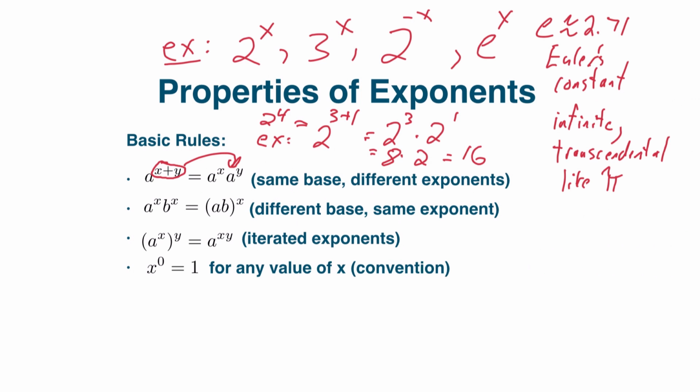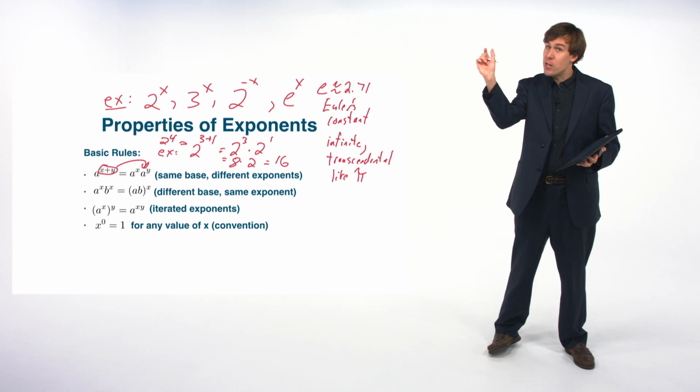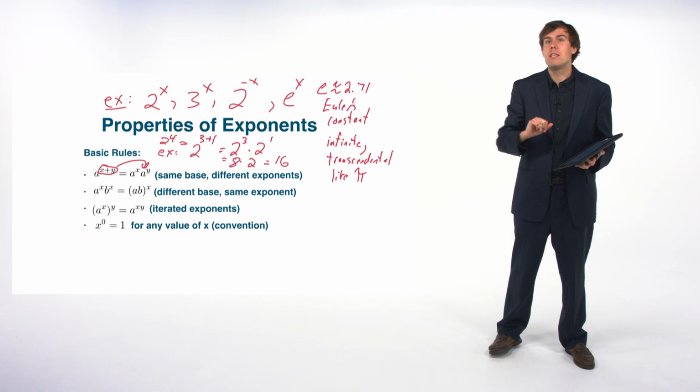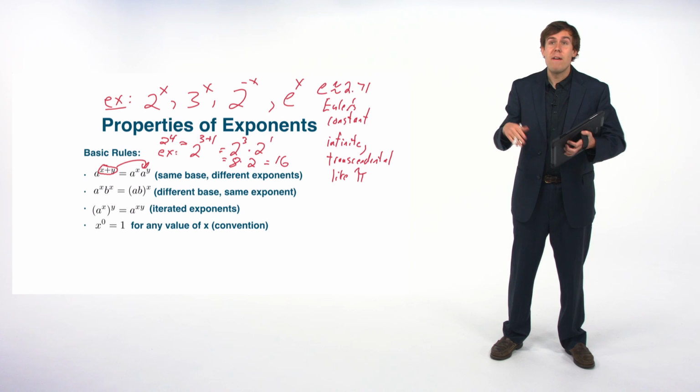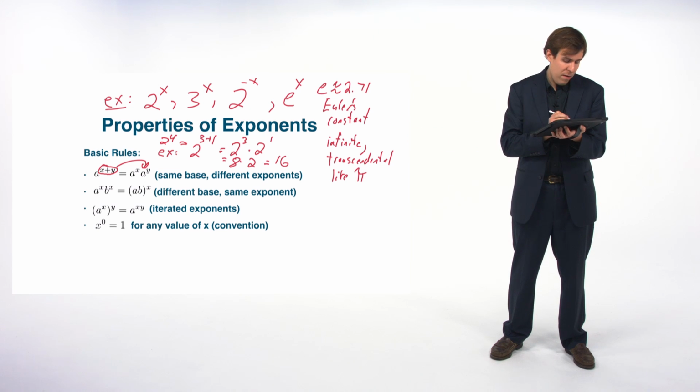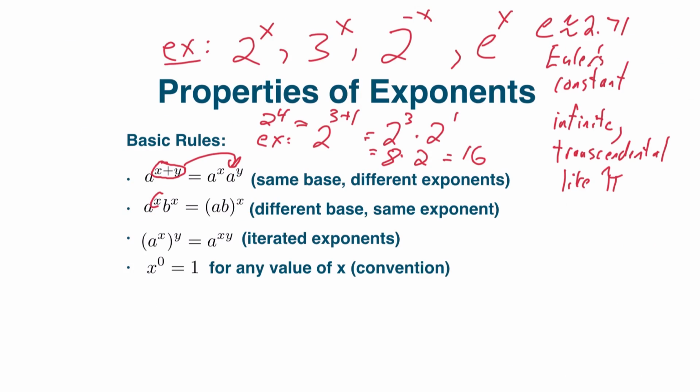But this basically gives us a general way to say if I have addition in the exponent, it comes outside as multiplication. Now I have to ask, what happens if I have multiplication outside? What if I have a to the x times b to the x? Well, as long as this x is the same for both of these, I can multiply the bases. So for example, 2 to the x times 3 to the x is equal to 2 times 3 to the x, so 6 to the x.